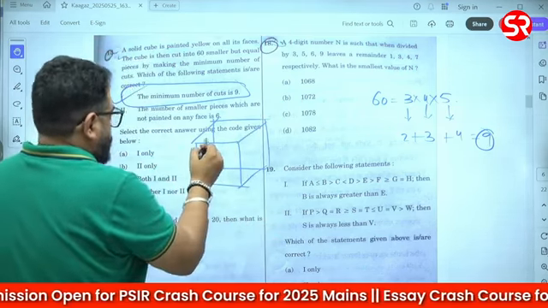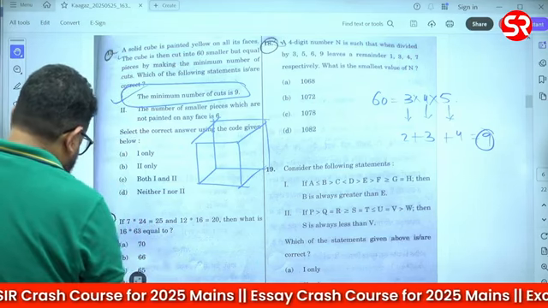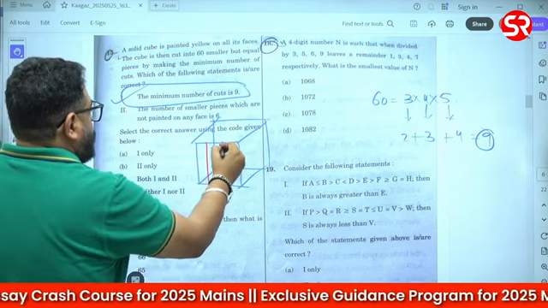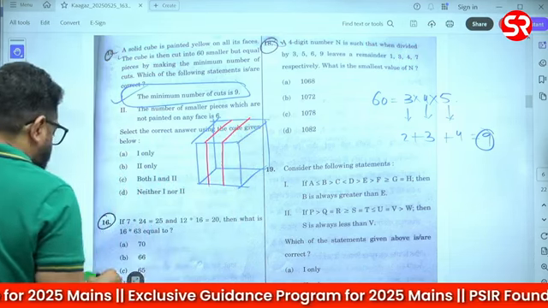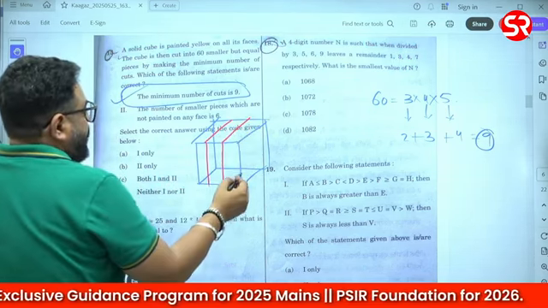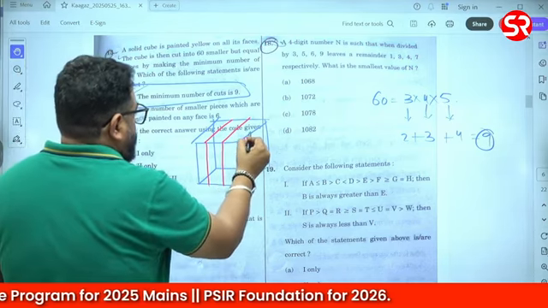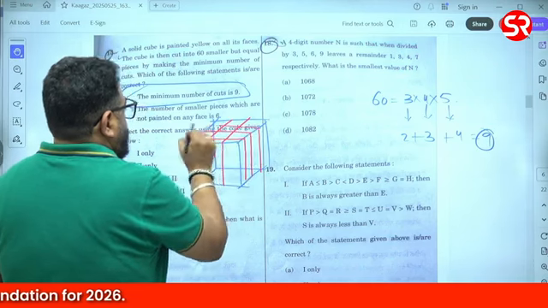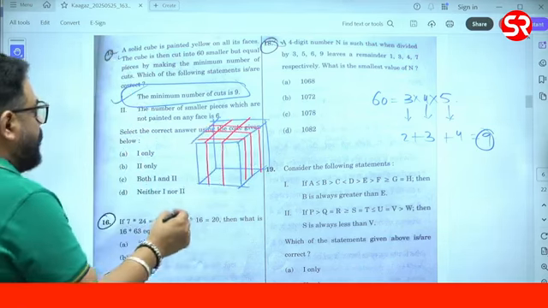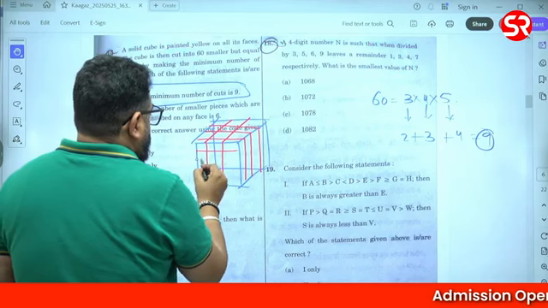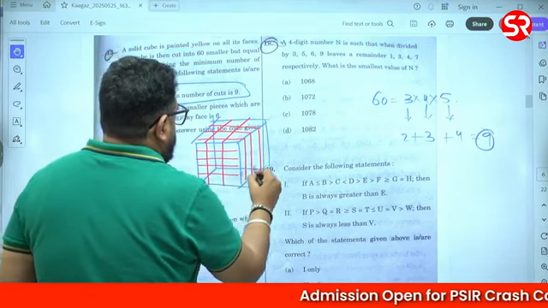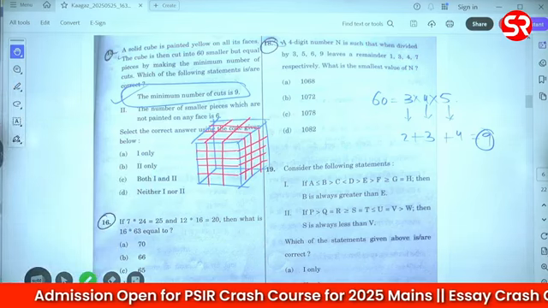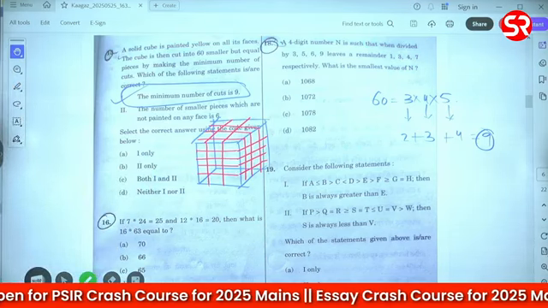Right, 2 cuts. Let's see. Let us change the color. 2 cuts. 1 and 2. Then 3 cuts. 1, 2, 3. And then 4 cuts. 1, 2, 3, 4. These are those 60 cuboids, not cubes. Cuboids है ये, है ना.